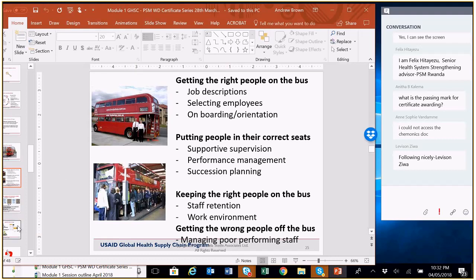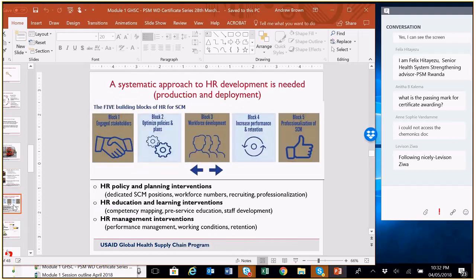So that's the bus. Not to confuse you, but different people think in different ways. Another way is that the bus analogy can also form under 5 different building blocks. We can talk about having engaged stakeholders. So these are leaders, both political and technical, who really understand supply chain and can really make things happen. So we spoke about leaders.